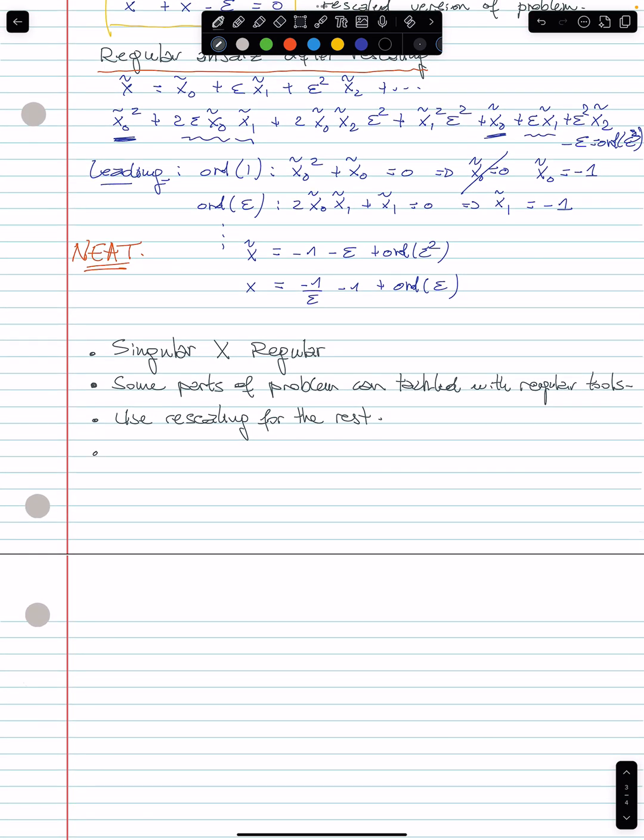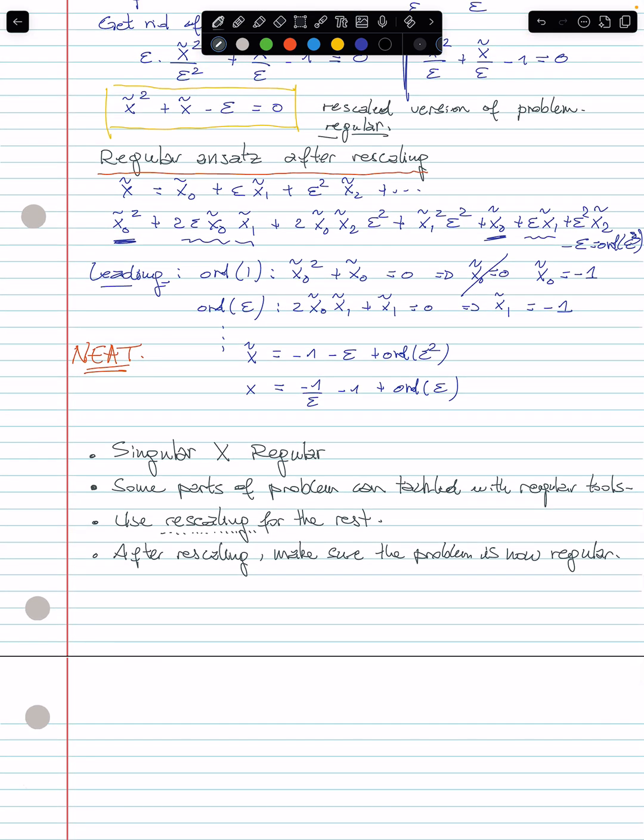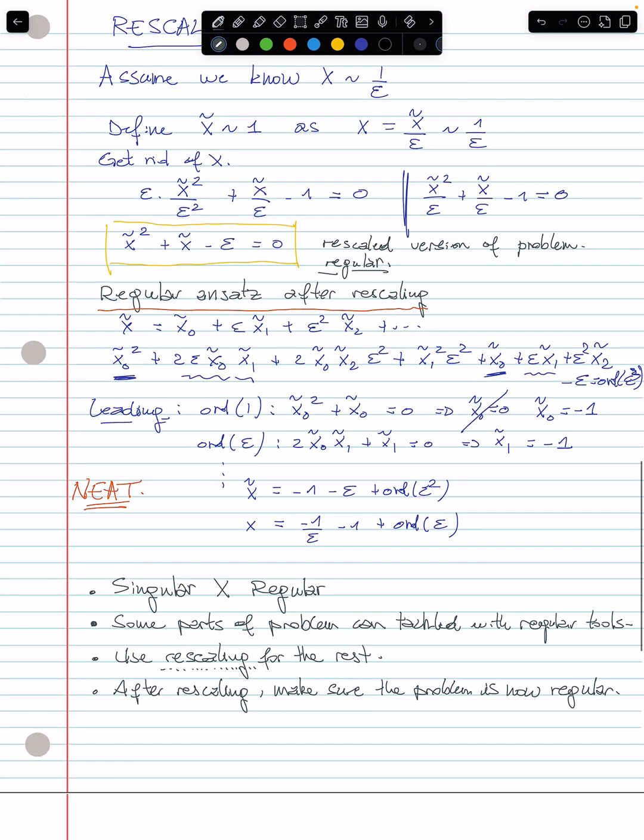And after rescaling, make sure the problem is now regular. All right, what still needs to be discussed, and that's what we're going to cover in the upcoming video, is how to rescale and how to change the original problem to something that can be used and tackled with the regular ansatz and things we know.